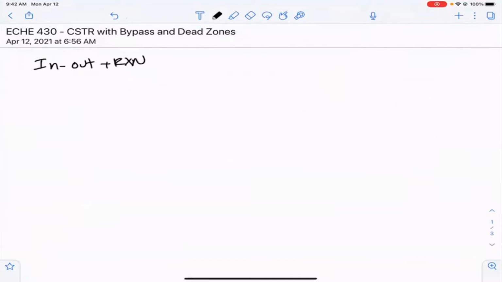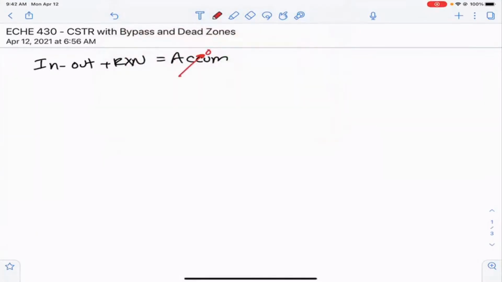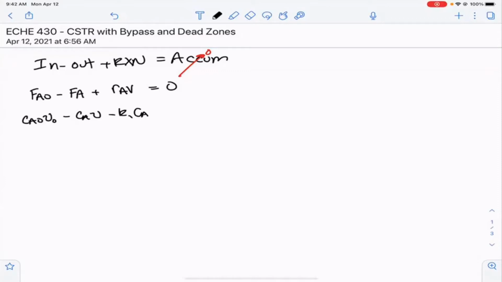Which is just in minus out plus the reaction is equal to accumulation. And our CSTRs are going to operate at steady state. And so this gives us simply in minus out plus reaction is equal to accumulation. Or if we actually write it in terms of flow, this is just FA0 minus FA plus RA times V is equal to 0. And we also can write the flow as CA0 times V0 minus CA times V minus K1 CA times the volume is equal to 0.